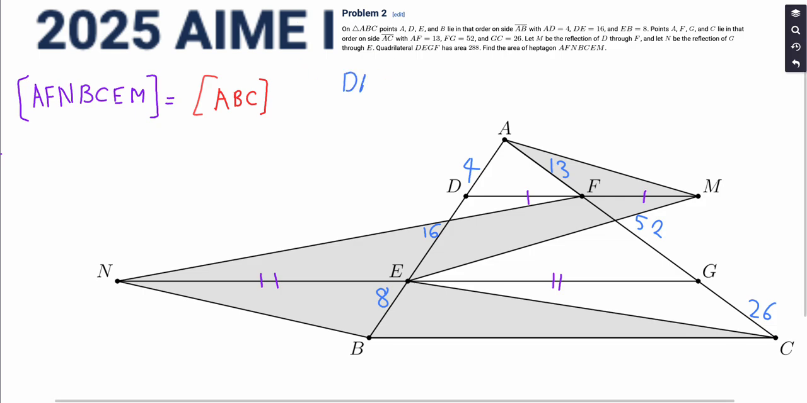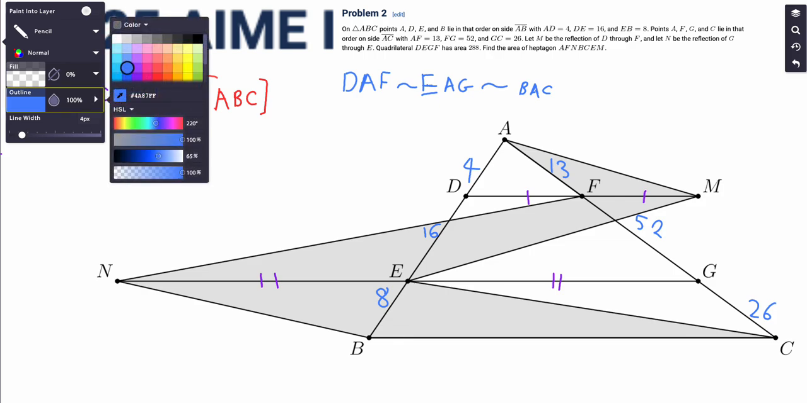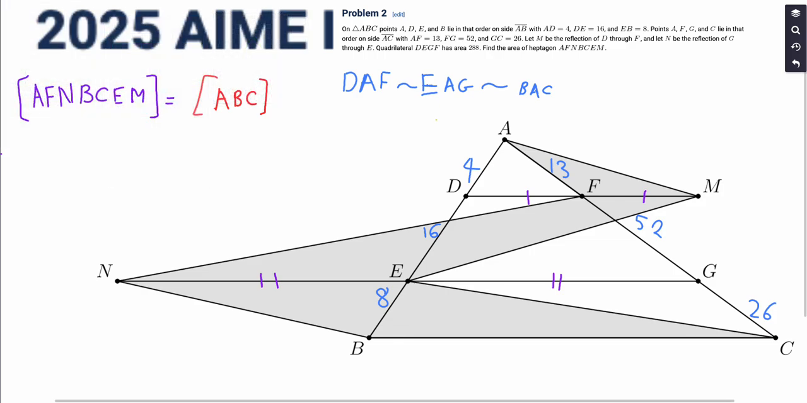So we have DAF is similar to EAG, which is going to be similar to BAC. And so what's interesting is that in similar triangles, since the side lengths are scaled, the area is also going to be scaled. So let the area of this triangle ADF, the smallest triangle, let that be x.